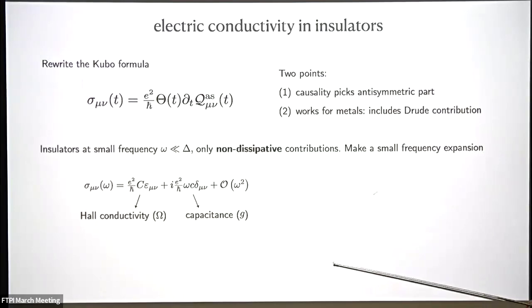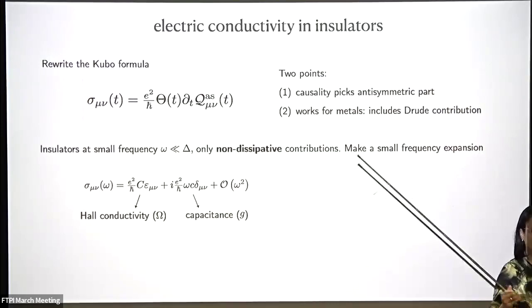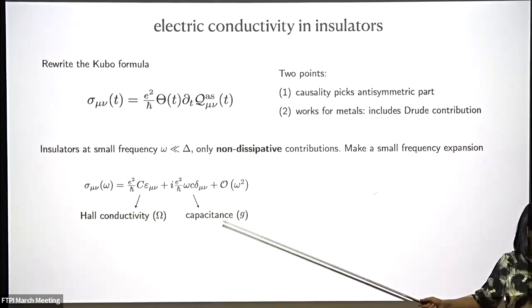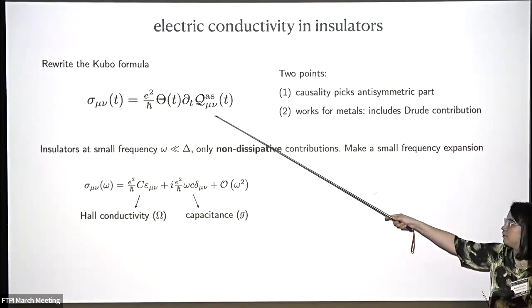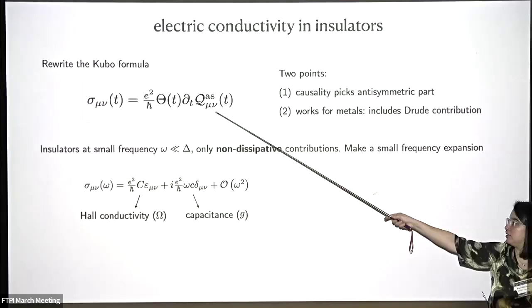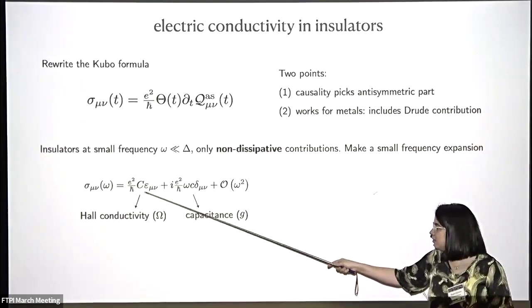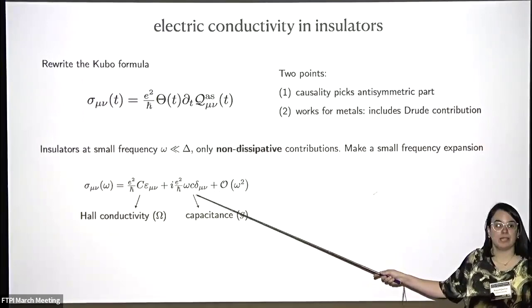So if you look at small frequencies, below the gap, and we don't have any states, whatever we're going to get is going to be a non-dissipative response. And we can Fourier transform this and expand for small frequency omega. At that DC limit, it's going to come out very easily, because the quantum geometry enters here in a very neat way, you get the TKNN formula, right? At zeroth order in omega, you just get TKNN, so you get Hall conductivity. At second order, you don't pick up the Berry curvature part, you pick up the metric part.